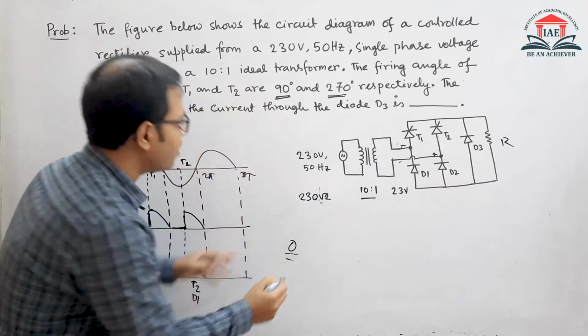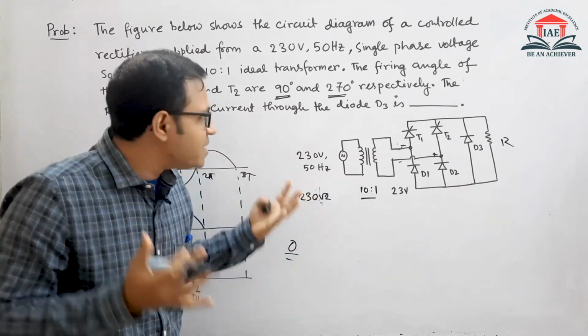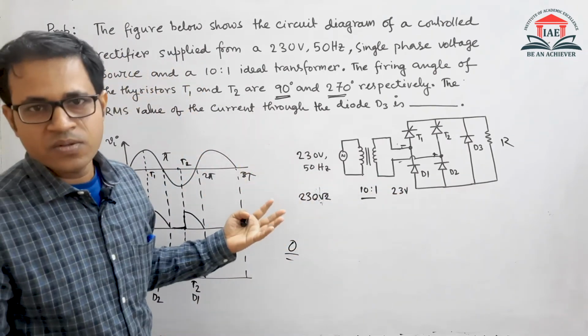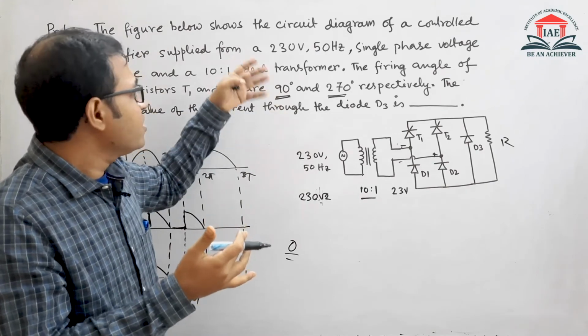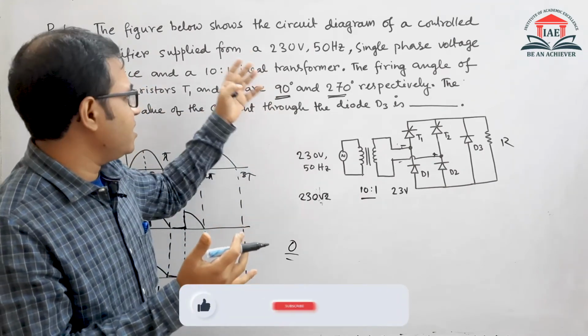Now you can see then why these values are given. They are basically given to confuse you, to see whether you can solve the numerical by looking at this or not.